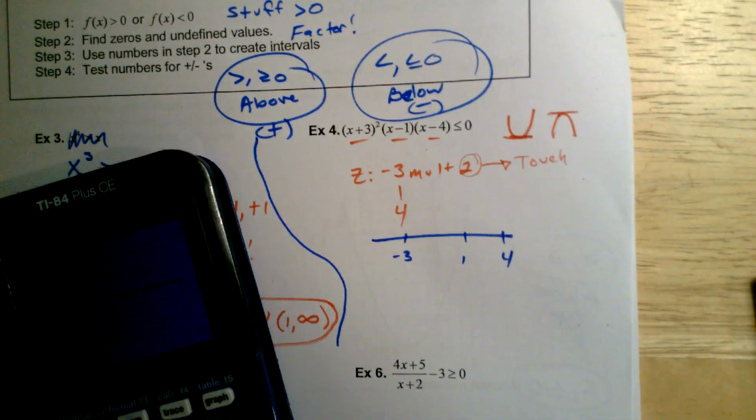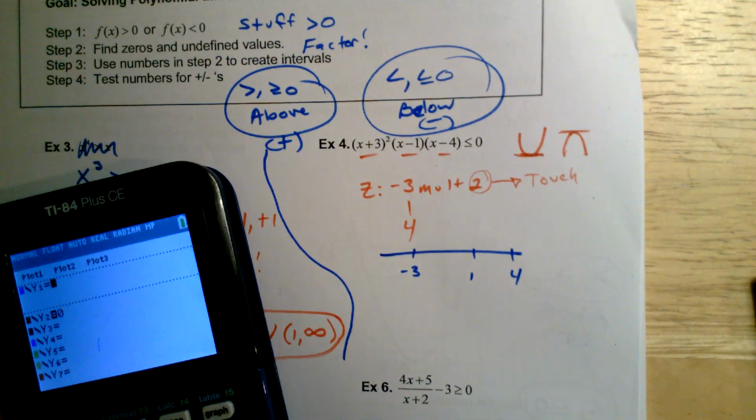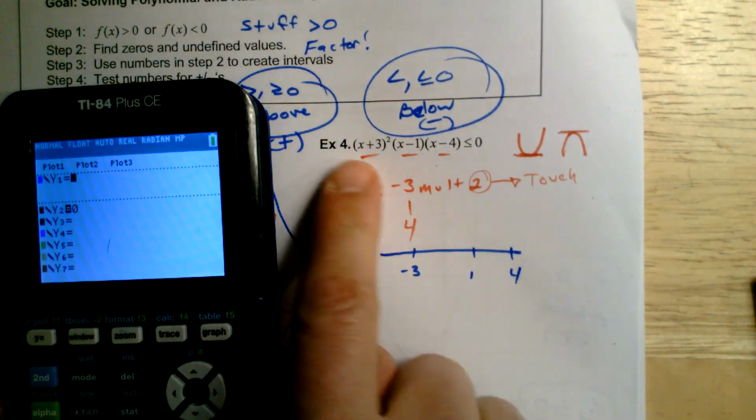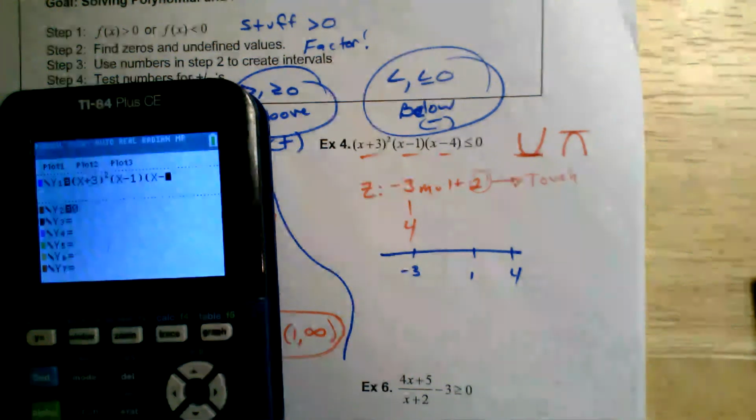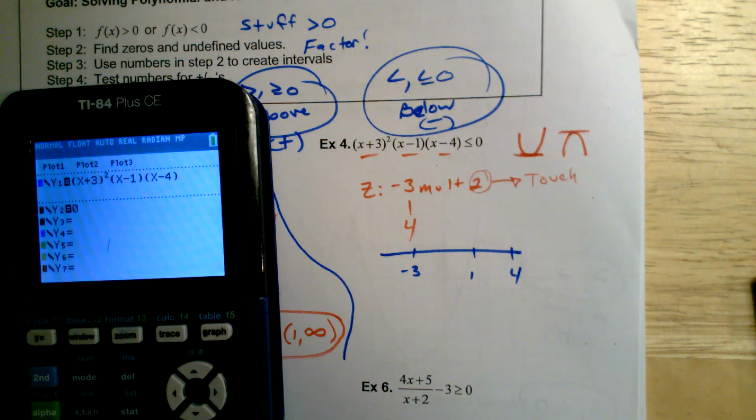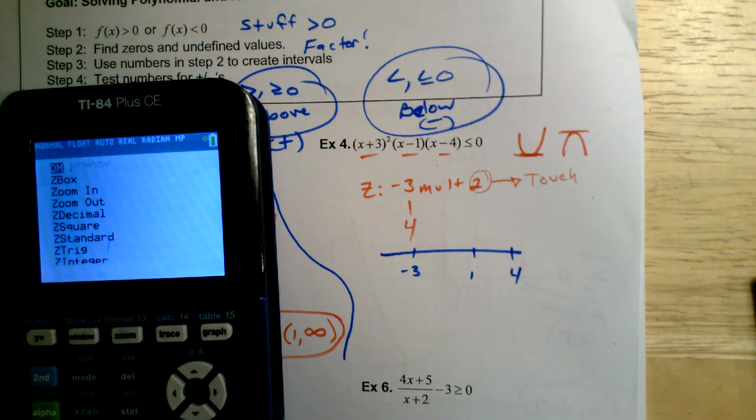Now again, I like to just put it in a calculator. I think it helps you guys plug it in easily. So I'm going to plug it in just like I see it. I have parentheses x plus 3, close it, that's squared. Parentheses x minus 1, parentheses x minus 4. So I'm literally typing it in like I see it: the quantity x plus 3 squared, the quantity of x minus 1, and the quantity of x minus 4. Zoom 6.